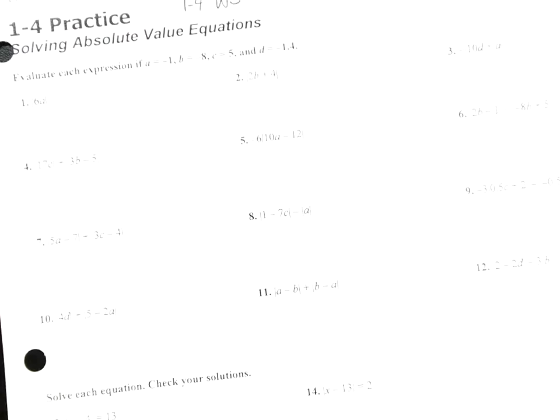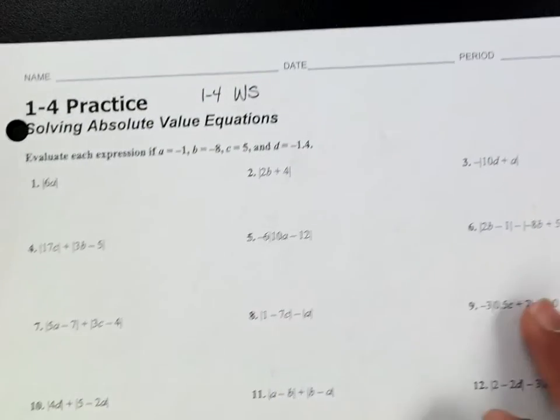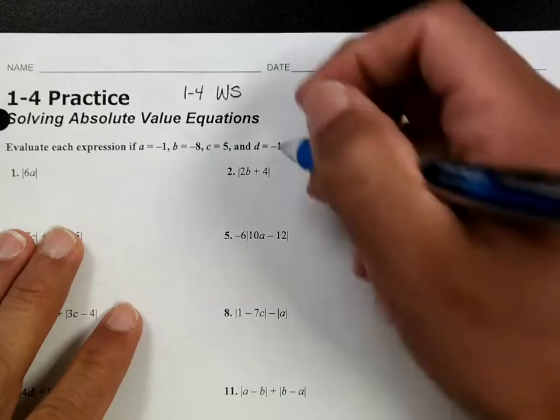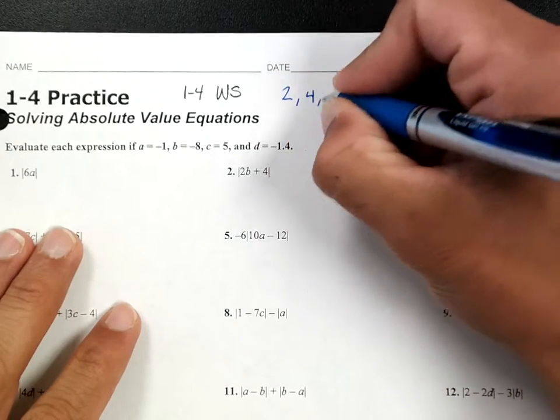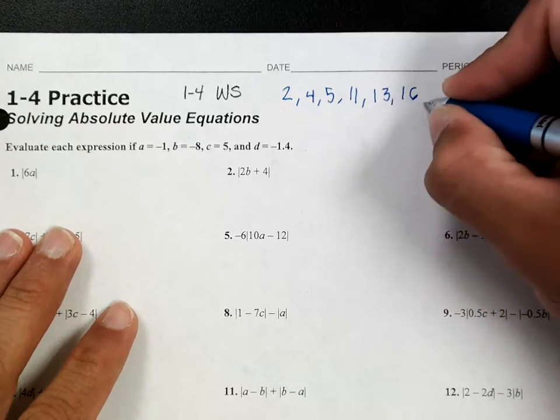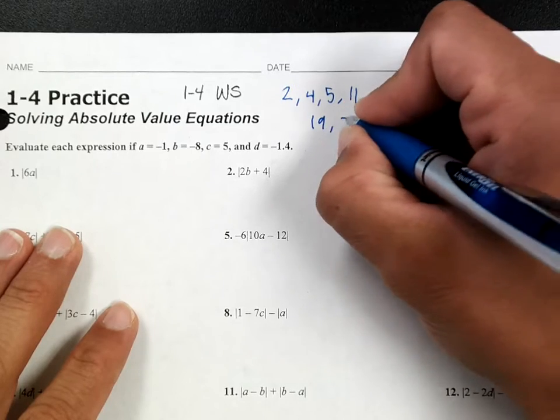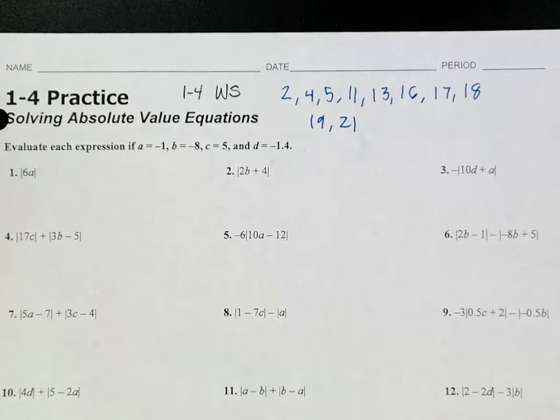All right, we're not going to do all of it. Let me find the ones that I want you to do. The problems that we're going to do on this are 2, 4, 5, 11, 13, 16, 17, 18, 19, and 21. That's 10 problems right there. It's about a third of this. That's what we're doing. Those are the ones that we are doing.